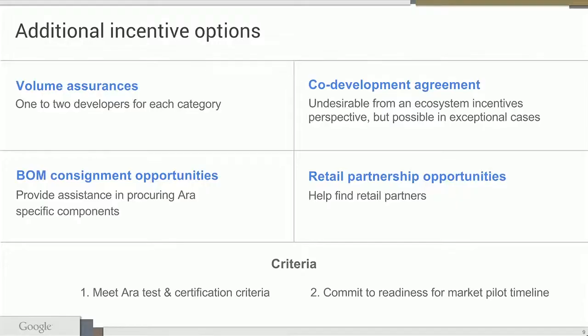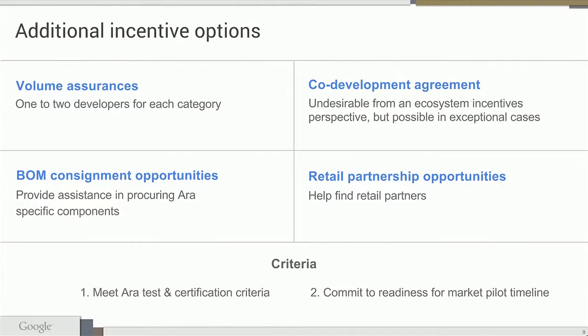First, let me talk about the volume assurances that Paul alluded to earlier in the day. We plan to have some limited volume assurances. These volume assurances will be available for one or, at most, two developers per module category. If you're interested in this option, please approach us ASAP.